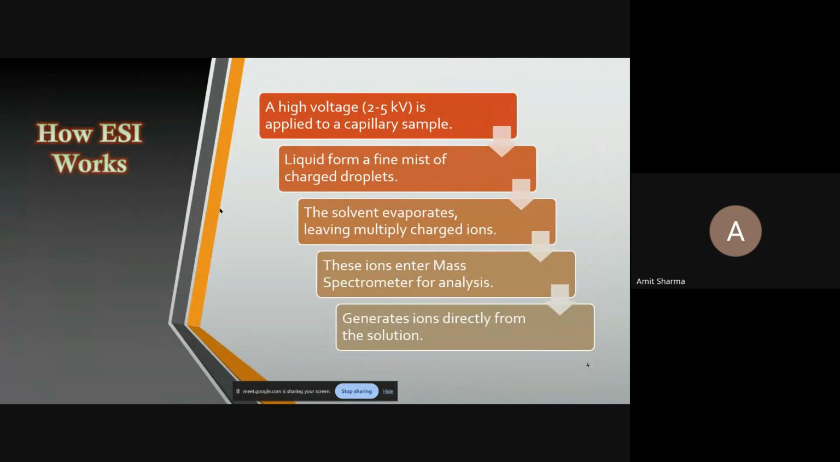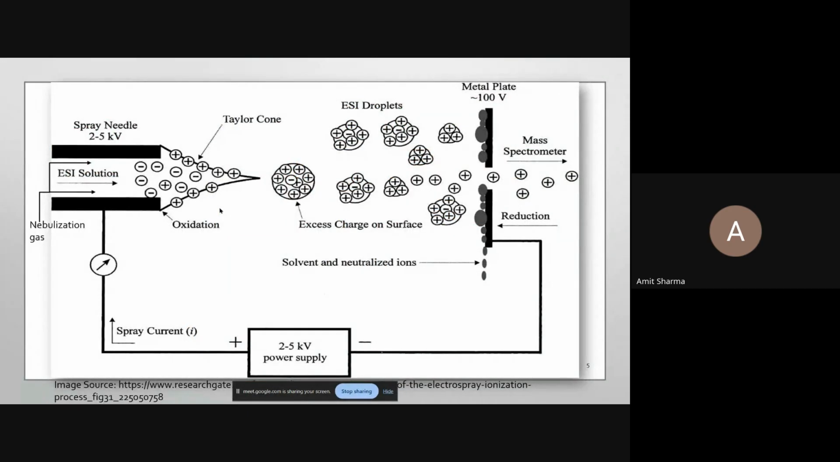It forms the shape of a cone at the tip of the spray needle due to electric fields, and the liquid forms a fine mist of charged droplets. At the very tip of this Taylor cone, when the electric field forces equal the surface tension of the droplet, a jet emerges from the tip of the cone. This jet is similar to the hand sprays we see in our day-to-day life. The jet forms charged droplets, which look like the droplet present here. The positive ions, in this case the sample ions, are towards the surface of the droplet.